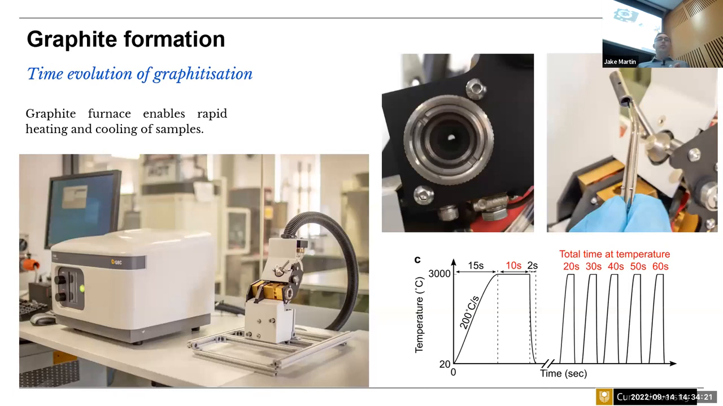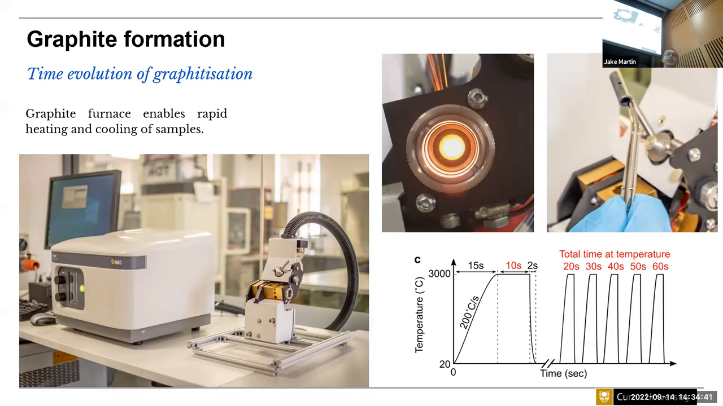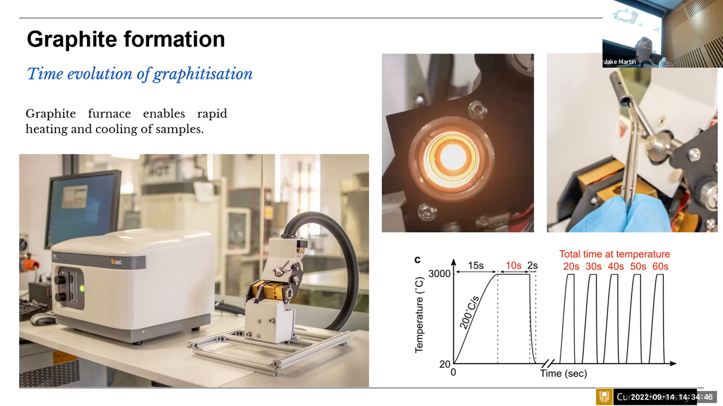So we worked with an Australian company to modify an atomic absorption spectrometer, which has a graphite furnace in it. This is wonderful because it can heat up a sample. This is a little animation here. That shows you that within a couple of seconds, we can heat up to half the surface temperature of the sun, 3000 degrees Celsius, which is really impressive.